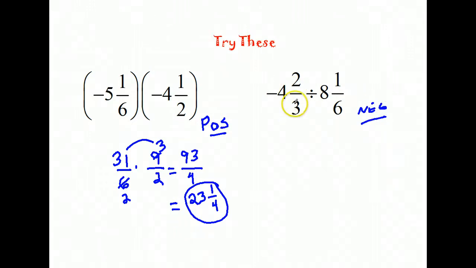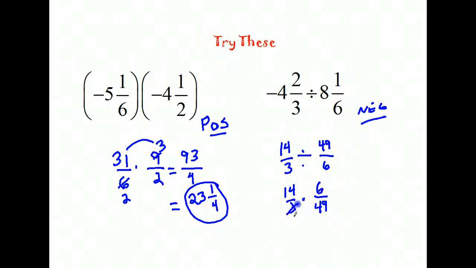I must change these to improper fractions. 4 times 3 is 12, plus 2 is 14 thirds. This is still a division problem. 8 1/6. 8 times 6 is 48, plus 1 is 49 sixths. I do same, change, change, or keep, change, flip. So the first fraction stays. Changing division to multiplication. Flipping, or writing the reciprocal of the second fraction. Now it's multiplication. Can I cancel?